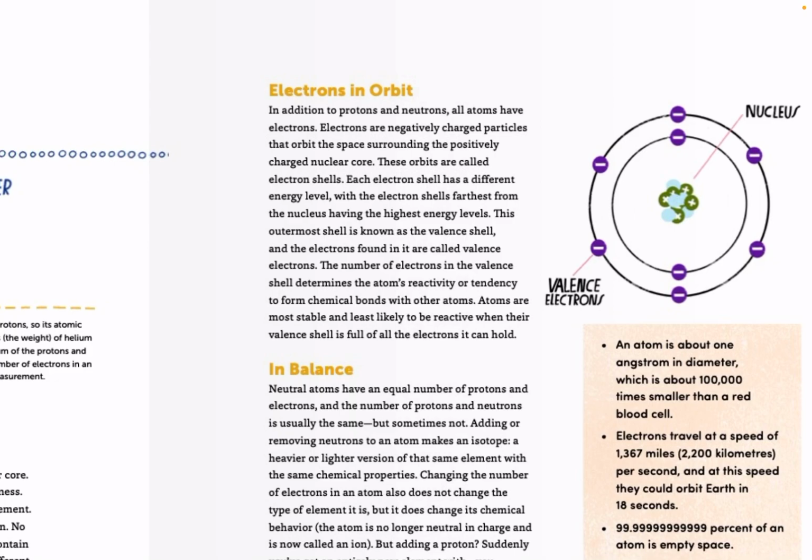The number of electrons in the valence shell determines the atom's reactivity, or tendency to form chemical bonds with other atoms. Atoms are more stable and less likely to be reactive when the valence shell is full of all the electrons it can hold.